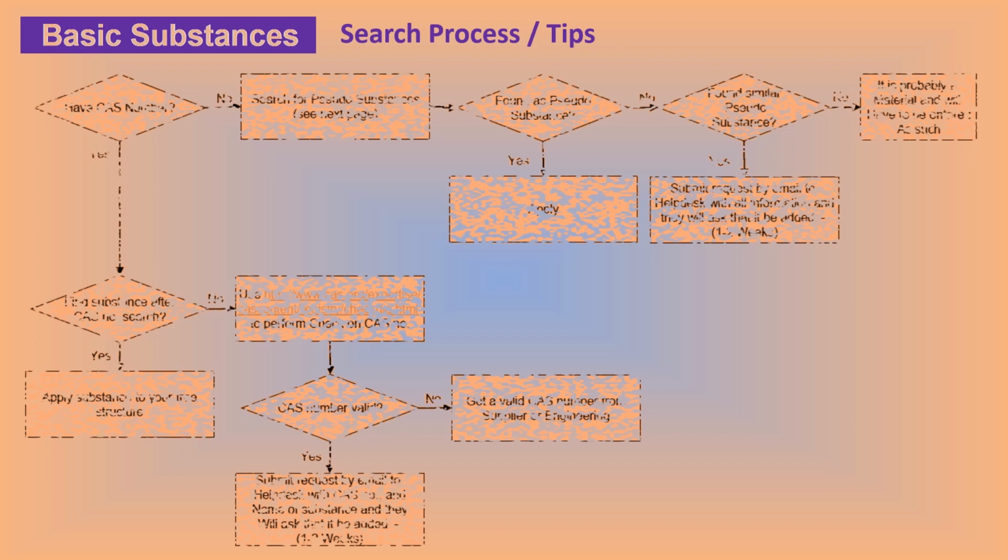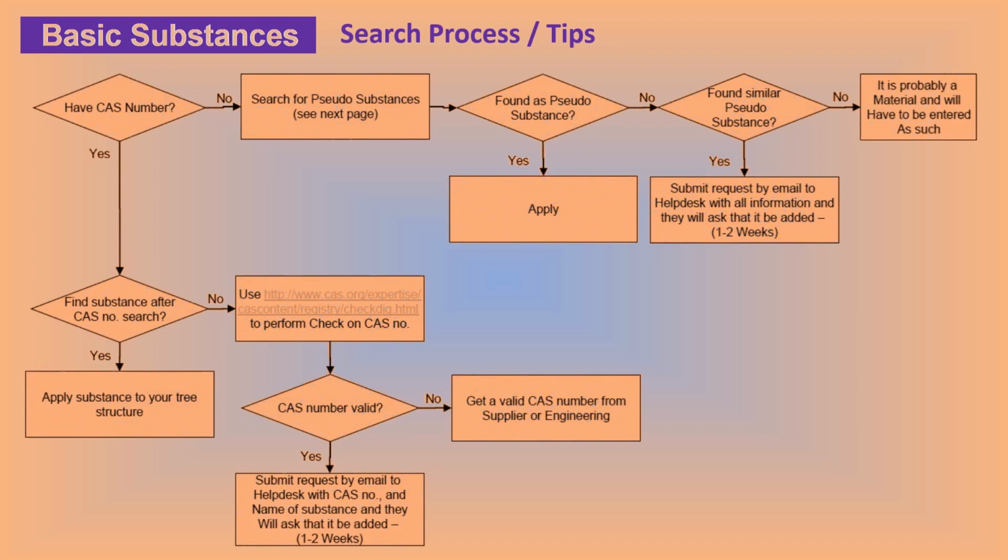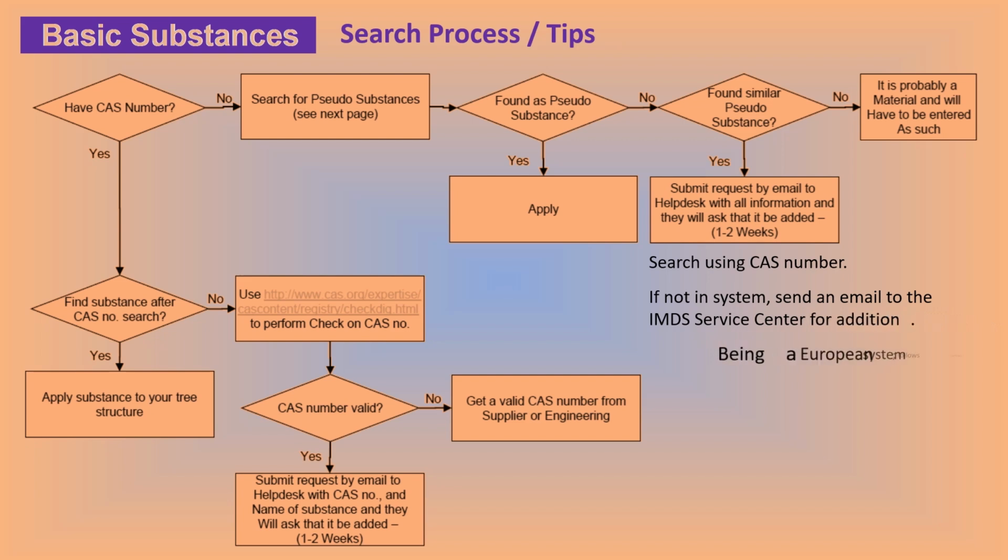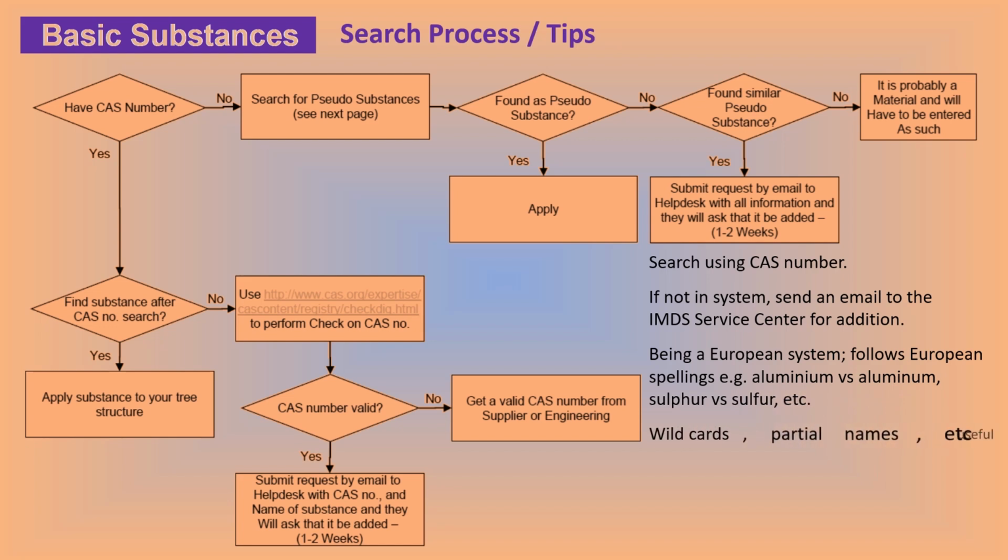A process flow chart for searching basic substances is shown on the screen. The process flow chart does not need an explanation. Search using the CAS number. If it is not in the system, send an email to the IMDS Service Center for addition. Being a European system, it follows European spellings, for example aluminium versus aluminum, sulphur versus sulfur, etc. Wildcards, partial names, etc. are useful.